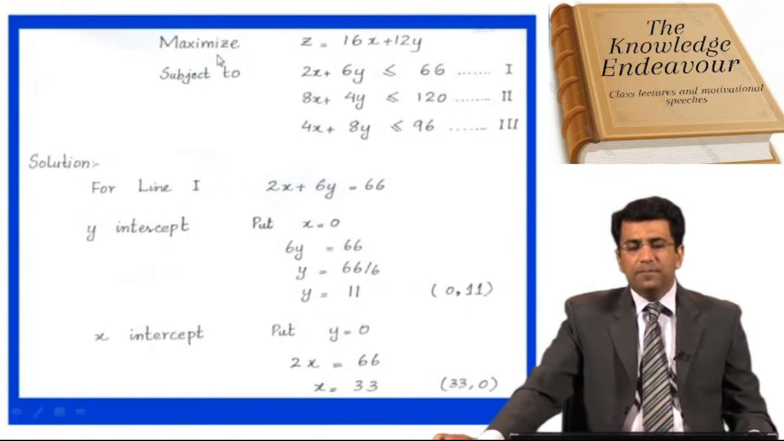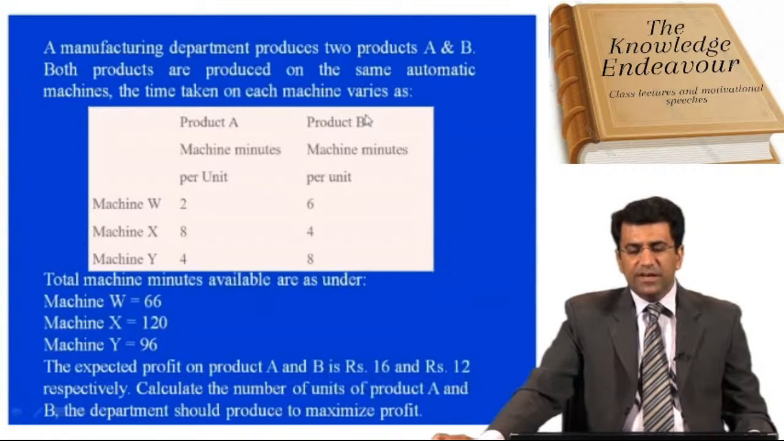So this is the maximization equation, that is z is equal to 16x plus 12y. Now you must have known and practiced how we can formulate this profit equation. Now let me tell you once again that if you are producing 1 unit of product A, the profit is 16. And let's suppose we are producing x units of product A, then the total profit for the product A will be equal to 16x.